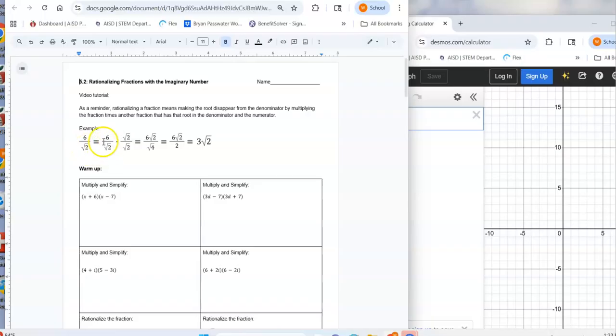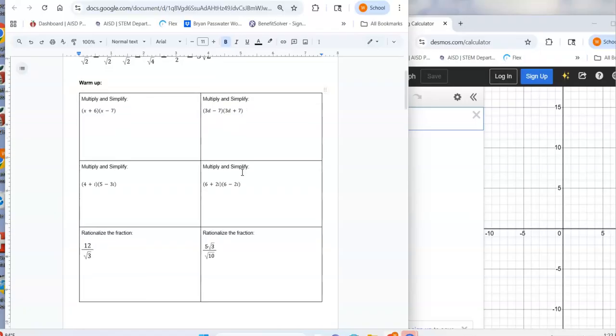So you would multiply times this 1, like this is rad 2 over rad 2, which really equals 1. So you multiply times a fraction that has this root in the numerator and denominator. And then you simplify this. This would be 6 rad 2 over rad 4, because you can actually multiply rad 2 times rad 2. And then the square root of 4 is 2. And then you can simplify 6 over 2 and it becomes 3 rad 2. That's what I mean by that.